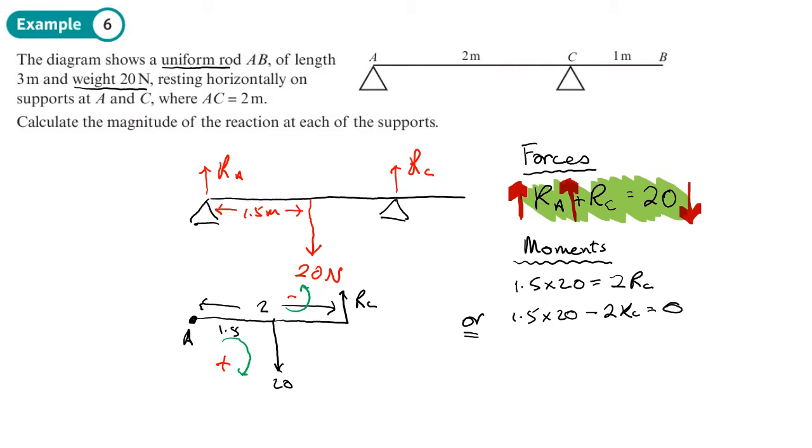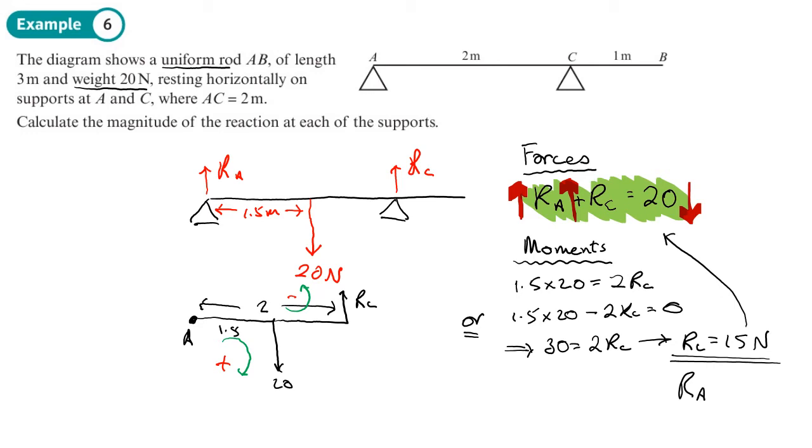So whichever way I write that equation, I will have from there that 30 equals 2RC, which basically means that RC equals 15. So that's the reaction at C. Okay, now if I substitute that back into there, nice and easy, I can see that RA must equal 5. So there we go. So we've got the reactions at both of those supports, because we're able to write 2 equations, one for the forces, one for the moments.